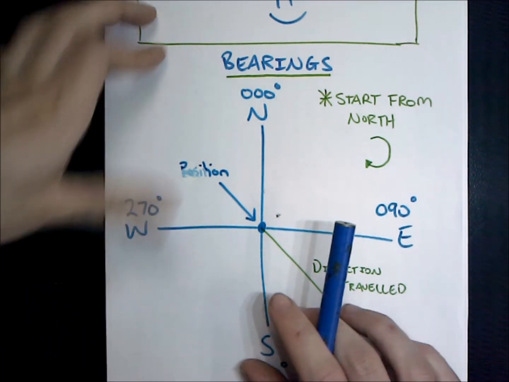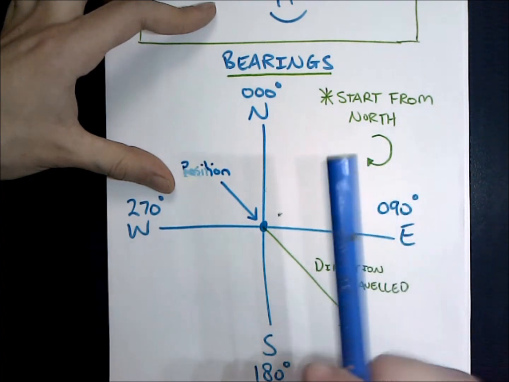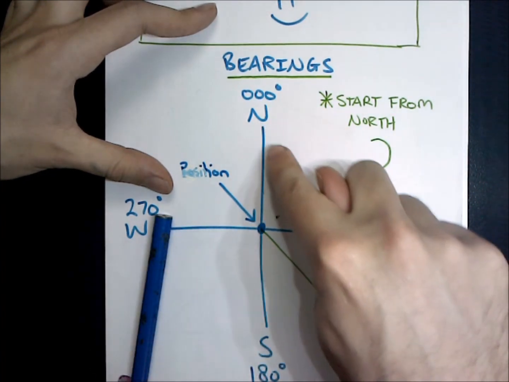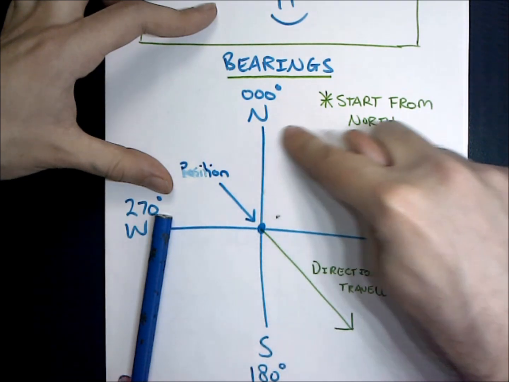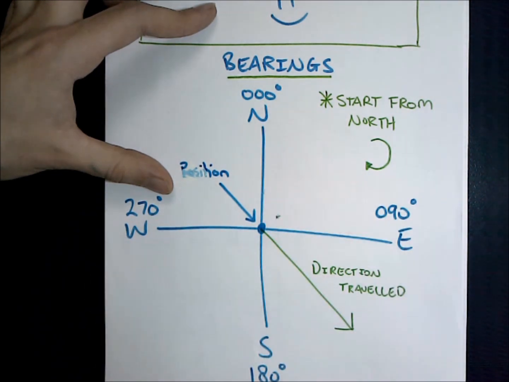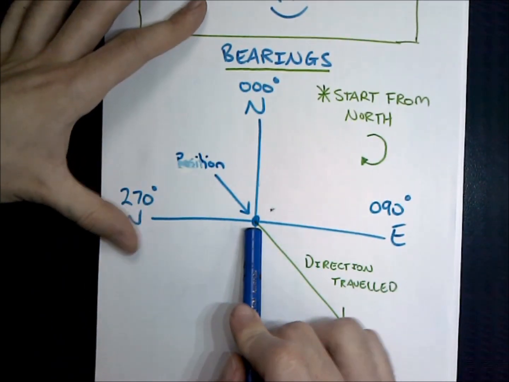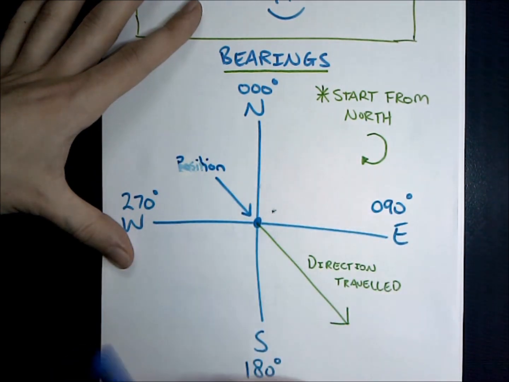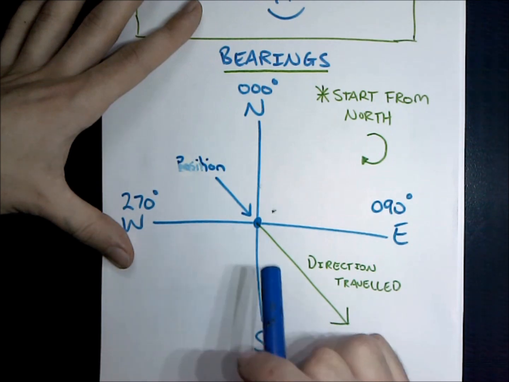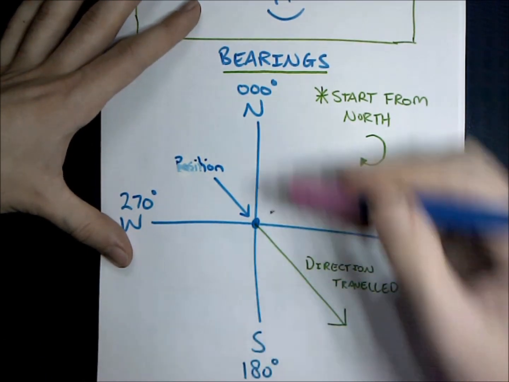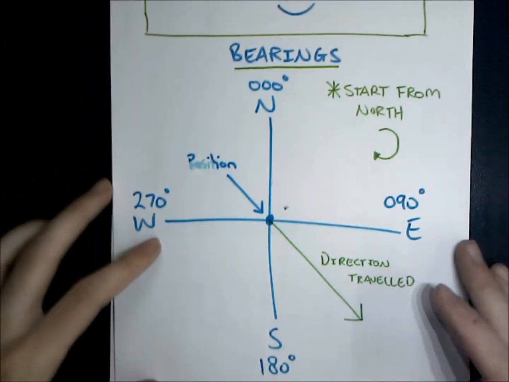So with your bearings, when you're reading them, you always have to start from north, and the bearing is always the angle going around clockwise. For most of these questions, you're going to have a starting position, and you'll normally be given your north, south, east, and west, but if you're not, you'll need to draw them in. You'll be given some information of where you're traveling, and it'll probably give you an angle, or you might have to find the angle. So basically what we're trying to find is the angle that we need to go.